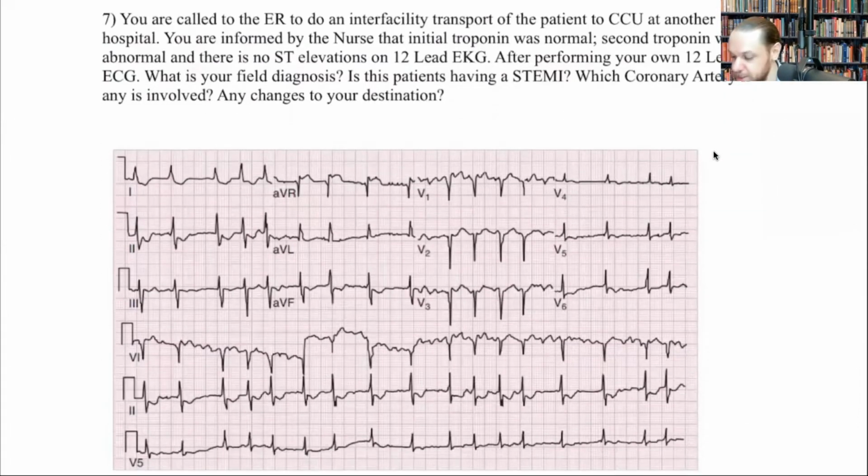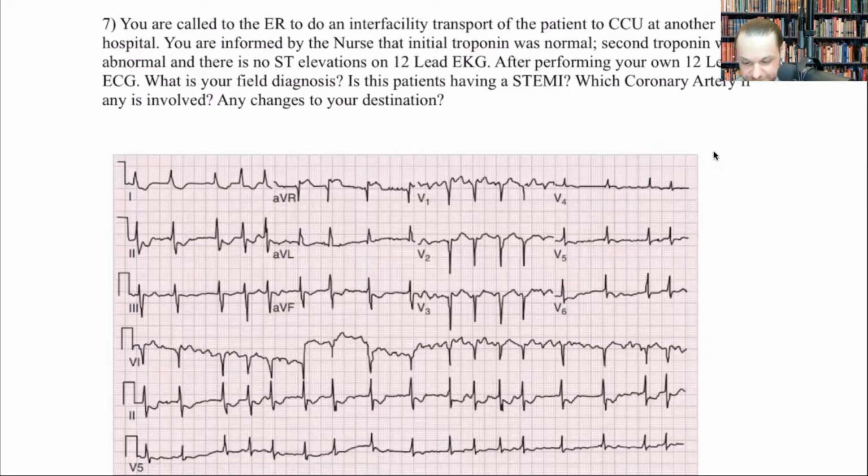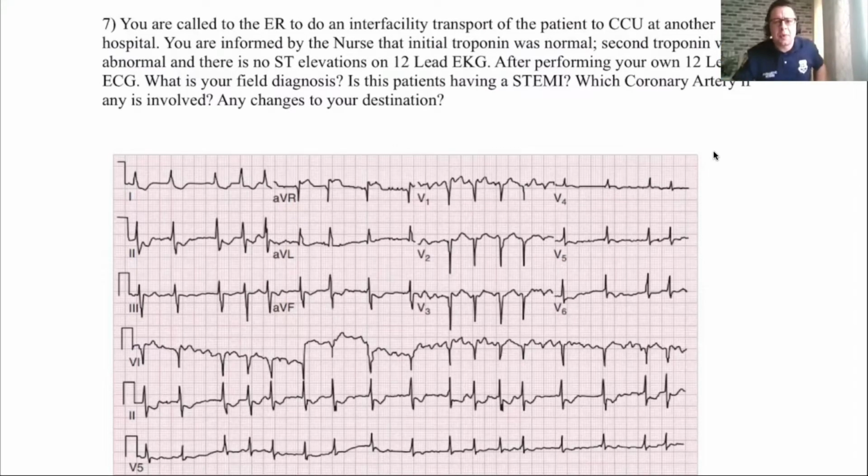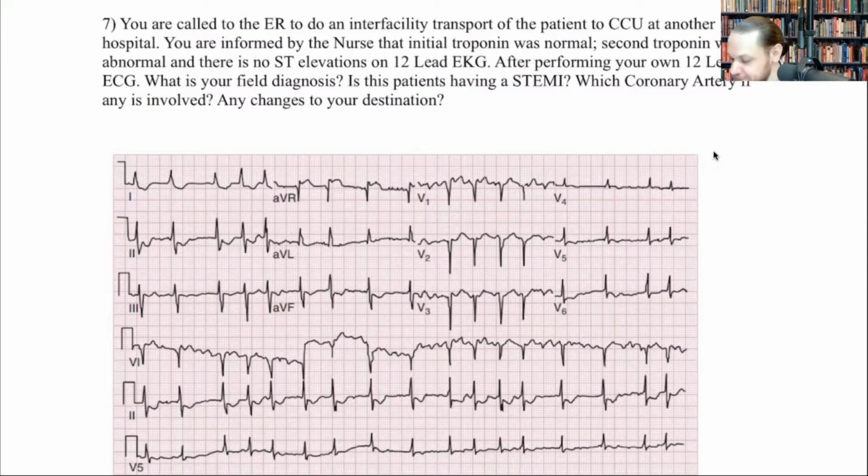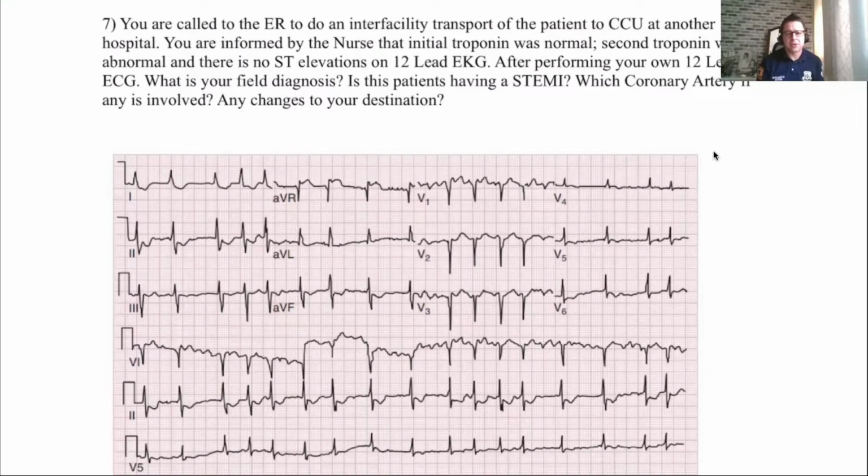All right. Number 7. Do you want to go, Milan? Sure. This one is a little tricky. You're called to the ER to do an interfacility transfer of the patient to CCU at another hospital. You're informed by the nurse that initial troponin was normal, second troponin was abnormal, and there are no ST elevations on a 12-lead EKG. After performing your own 12-lead, what is your field diagnosis? Is the patient having a STEMI? Which coronary artery, if any, is involved? Any changes to your destination?